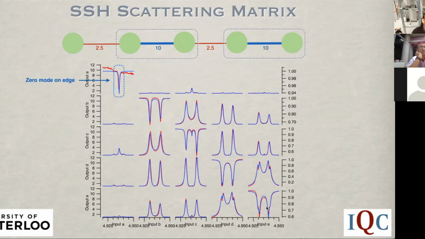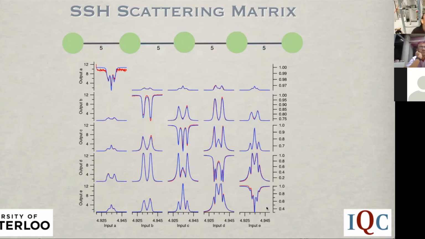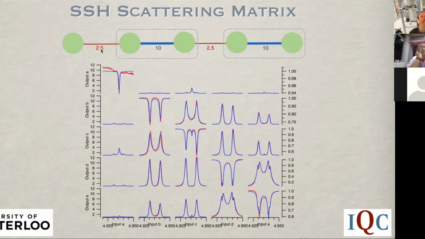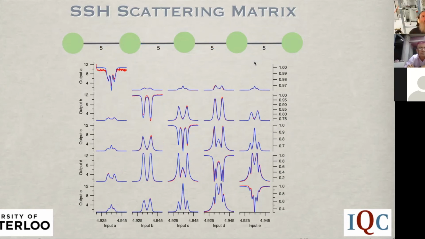And interestingly, one of the advantages is that this is tunable, so I can adjust all of this in situ. These numbers here are basically the coupling strengths: 2.5 megahertz, 10 megahertz, 2.5 megahertz, 10 megahertz. This is set by changing a pump strength. So in situ, I can just tune all of these to be 5 megahertz, and now I have just a standard tight binding model.